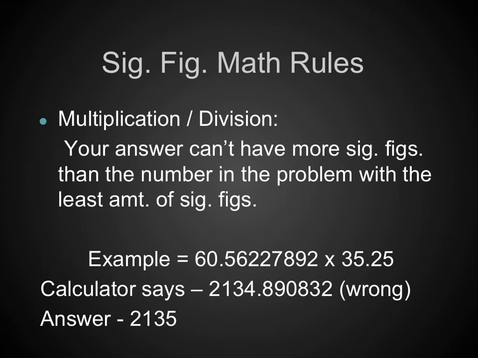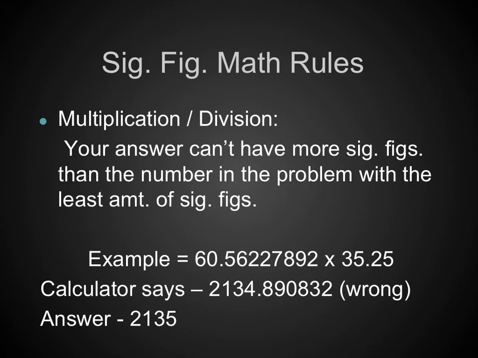Now we're going to take those numbers and we're going to multiply and divide them, and then we're going to add and subtract them. So the first rule that we're going to do is the multiplication and division rule, and in that one, whatever answer you get when you multiply or divide numbers can't have more significant figures than the number of significant figures in the problem. So let me give you an example.